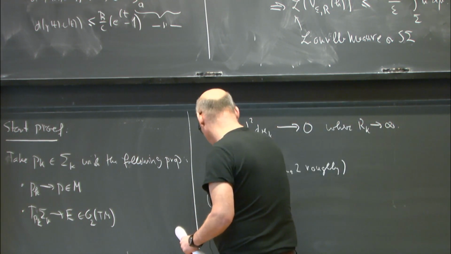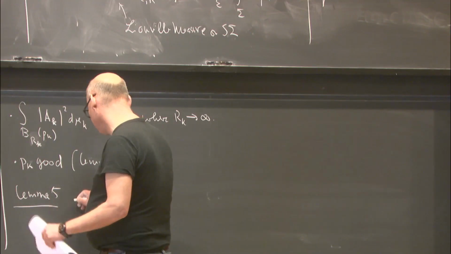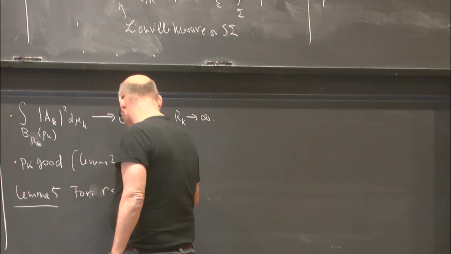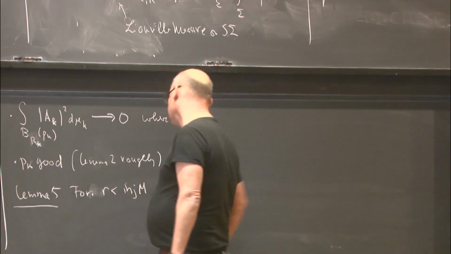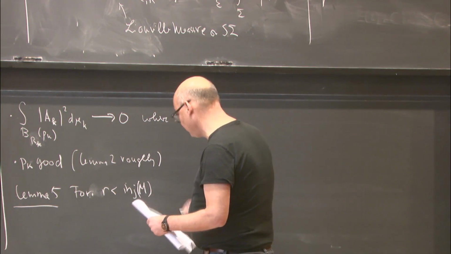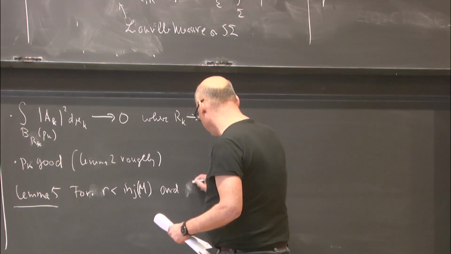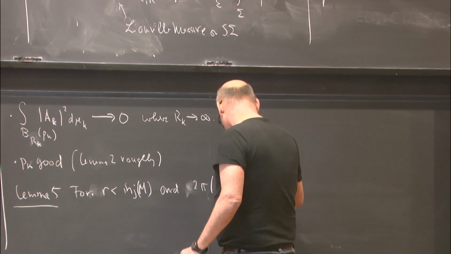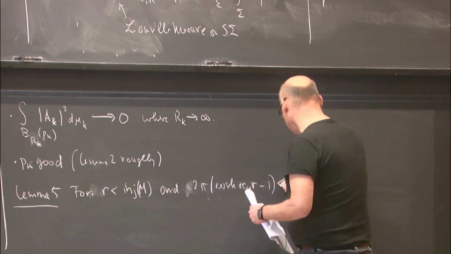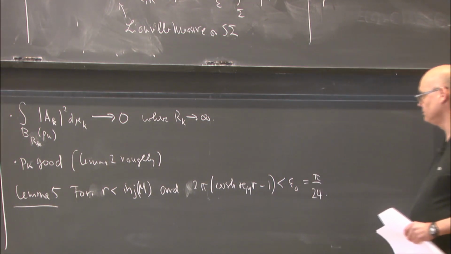So Lemma 5. You assume that R is not too big, so you assume that R is less than the injectivity radius of M. This is, of course, bounded; M is fixed, so no problem. And you also need some smallness of this R as follows. You need that 2 pi cosine hyperbolic, then you have this constant kappa, m R minus 1 is less than epsilon naught. And this is, in our proof, pi over 24.